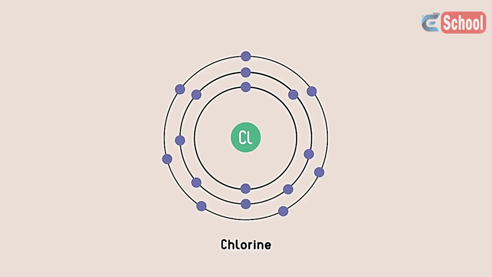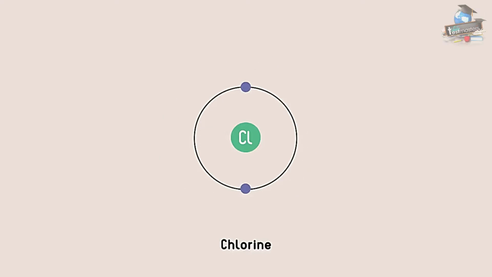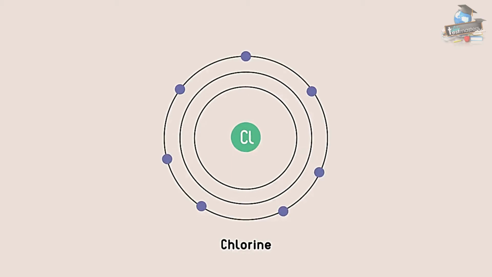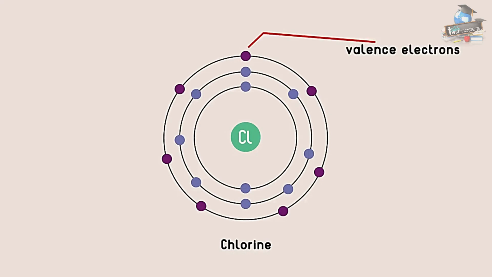The full dot and cross diagram of chlorine shows that chlorine has 3 electron shells, with 2 electrons filling its first shell, 8 electrons filling its second shell, and 7 electrons filling its third shell. These outer electrons are known as valence electrons. These are the electrons that react.